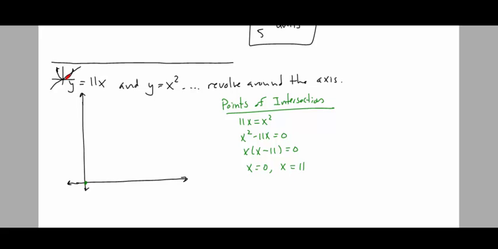So these intersect at x equals 0. And if I plug 0 into this equation, I get 0 back out, same as here. And if I plug 11 in, 11 times 11 is 121, 11 squared is 121, so I'm going to call this 121 up here, and I'll call this 11 over here. So these two graphs intersect at these two points. Now you can see from my curve that the parabola is underneath, and the line is on top, it's above. So this is the region that I'm going to rotate.